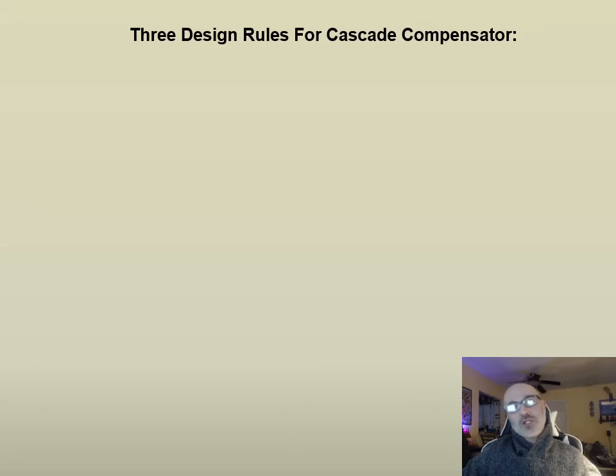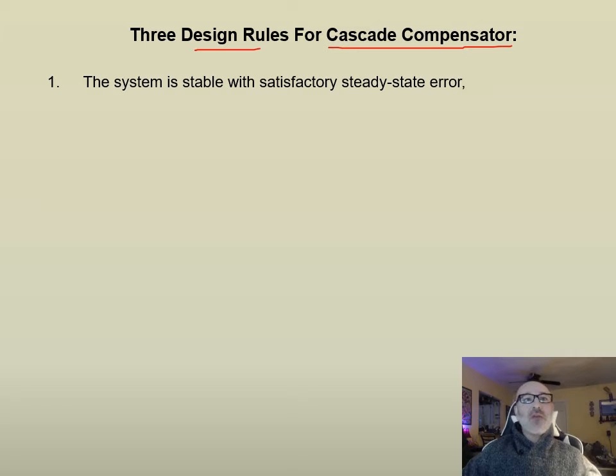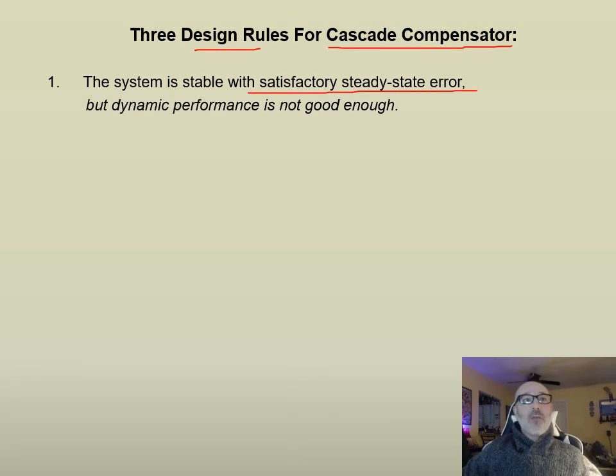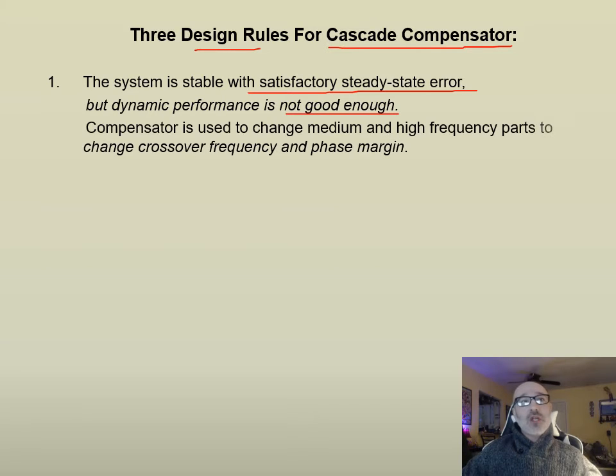So let's discuss some design rules for cascade compensators. The system is stable with satisfactory steady state error, but the dynamic performance of the system is not good enough. So the compensator is used to change medium and high frequency parts to change crossover frequency and phase margin.